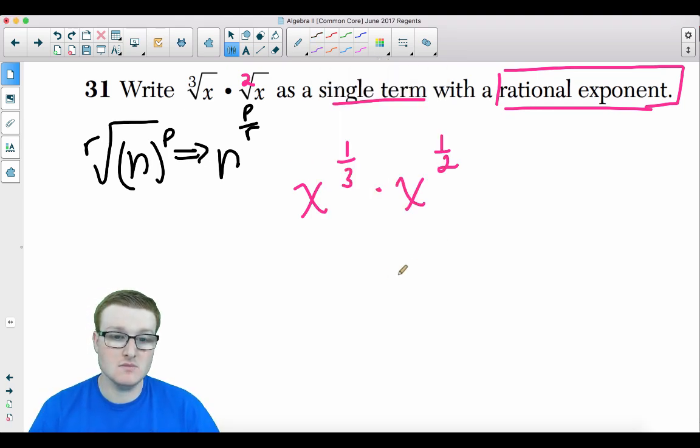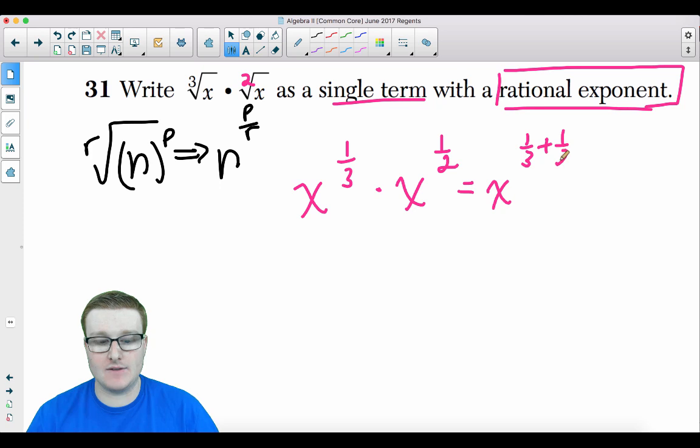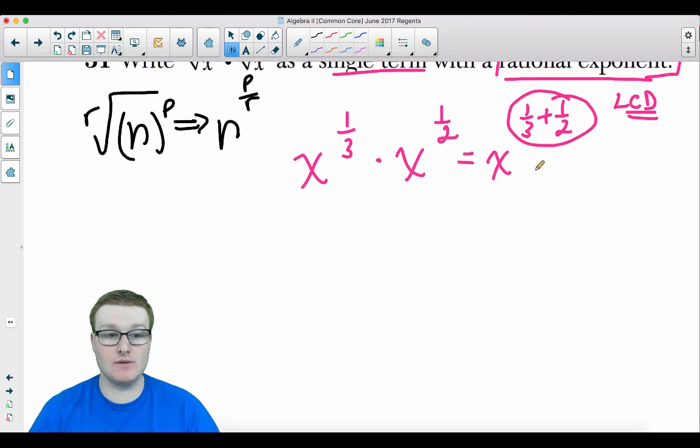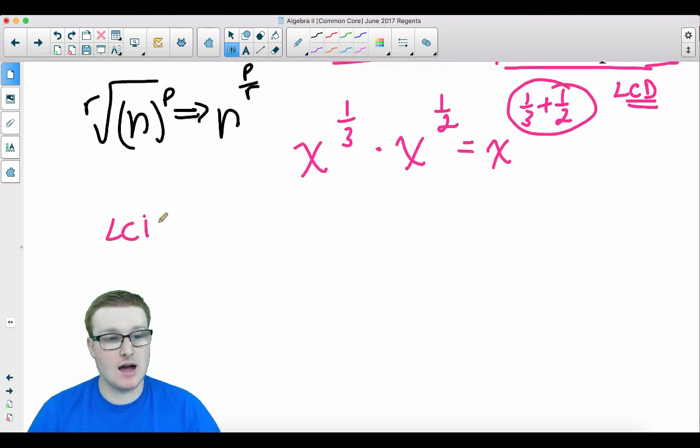Okay? So we have x to the 1/3 times x to the 1/2. What I'm going to do is add those exponents. So we have x to the 1/3 plus 1/2. The problem with this is you need to use an LCD, because 1/3 plus 1/2 cannot be added unless you have a least common denominator. So the least common denominator between 3 and 2 is 6.